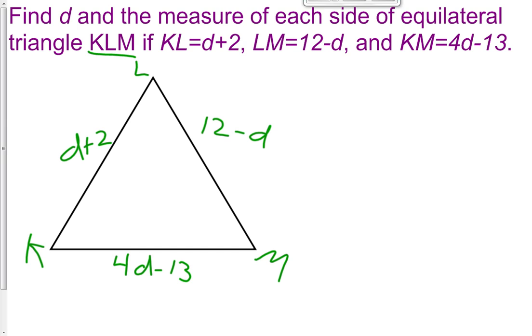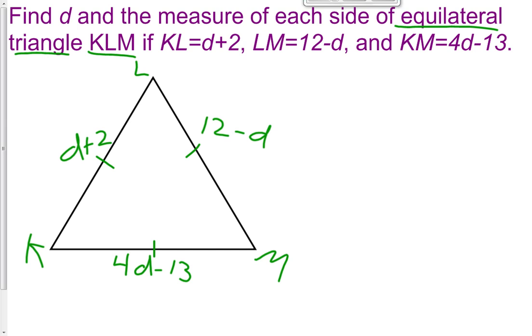Now all these are side lengths, they're not angles. If we take a look at what we're given here, equilateral means all three sides are equal to each other. So KL is congruent to LM, is congruent to KM. All three sides are congruent to each other.